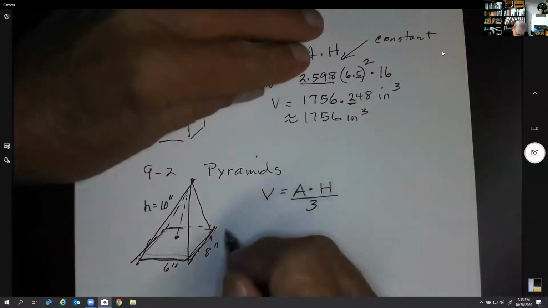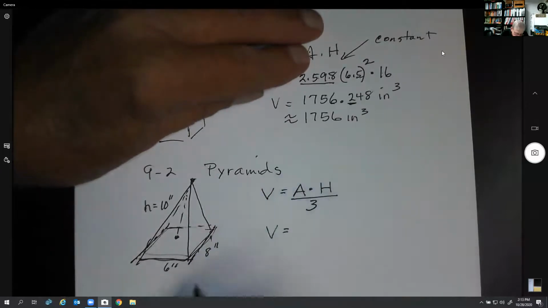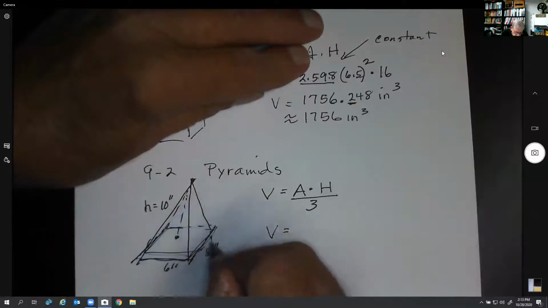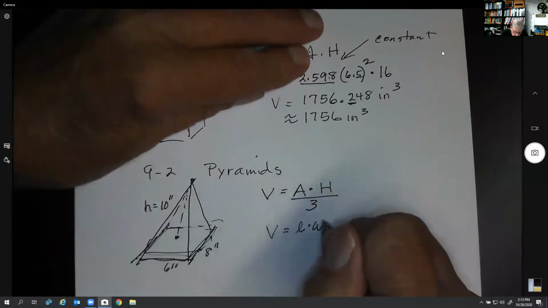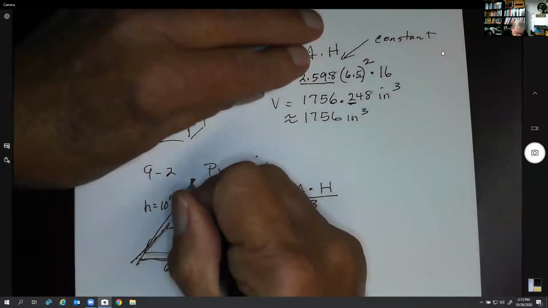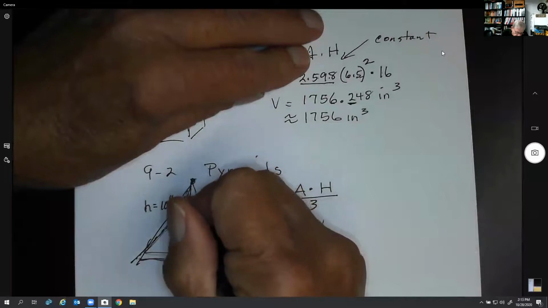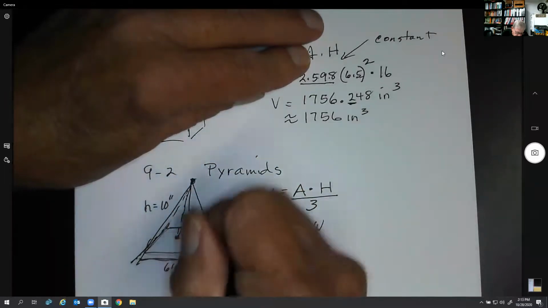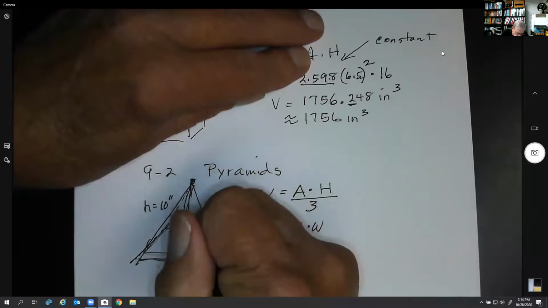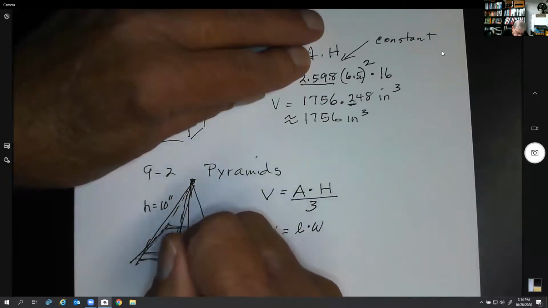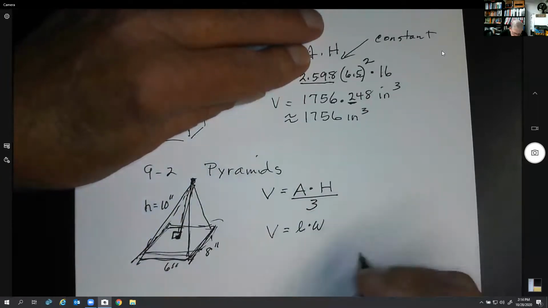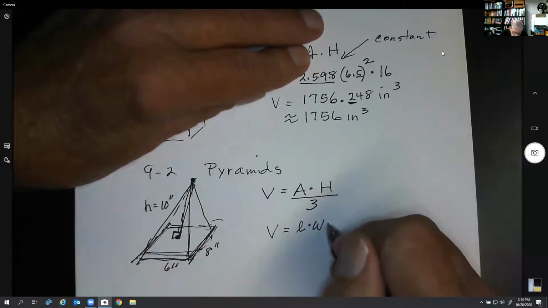So on this one, the volume is 6 inches by 8 inches. It's a rectangle. The area is a rectangle, so we're going to multiply length times width, and then times the height. The height has to be from the very top straight down to the base, not along the side, but straight down in the middle of the base. It has to come right to the base. It has to be perpendicular to the base. So then times the height.